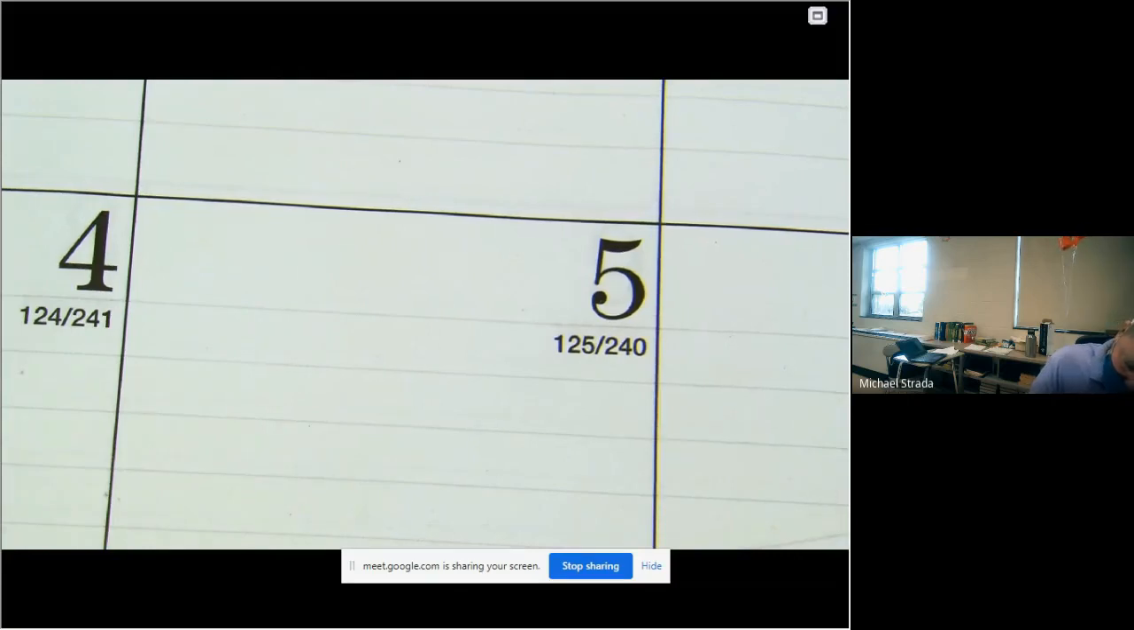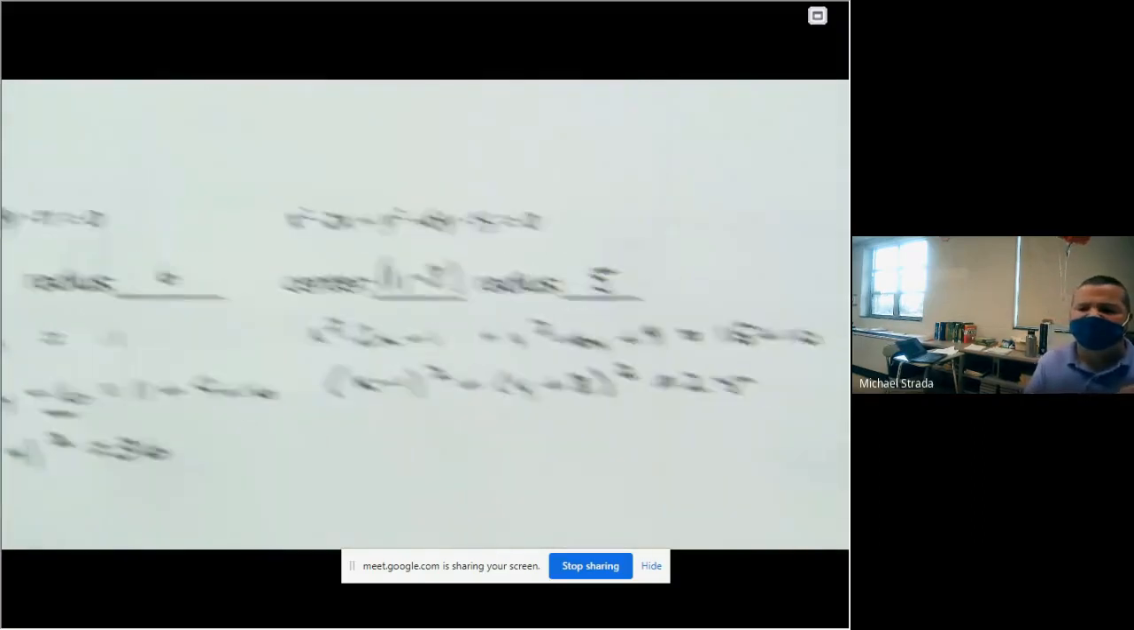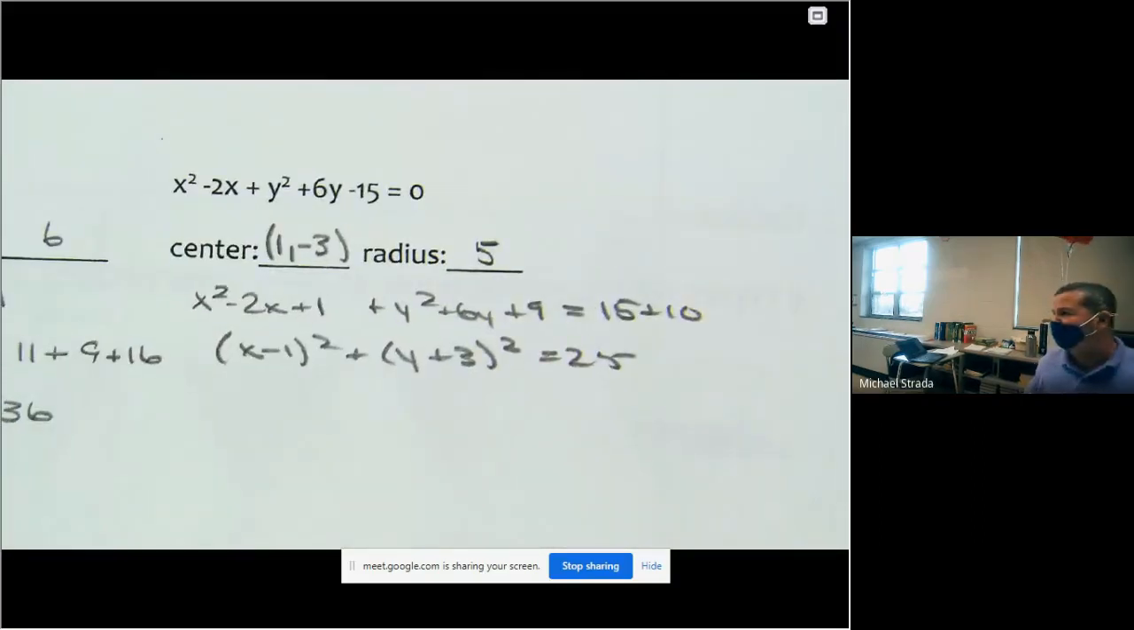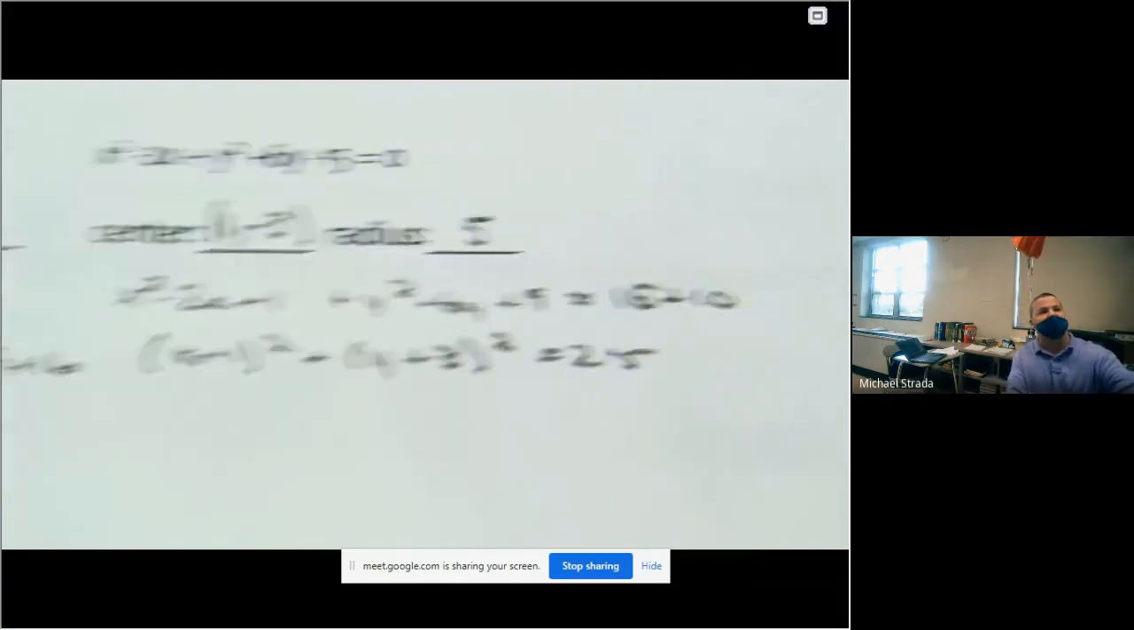One square is one. You always divide by two. Even half of two is one. All right, center is 1 comma negative 3, radius is 5. Everybody good? Take a look, see what happened. We'll go from there.